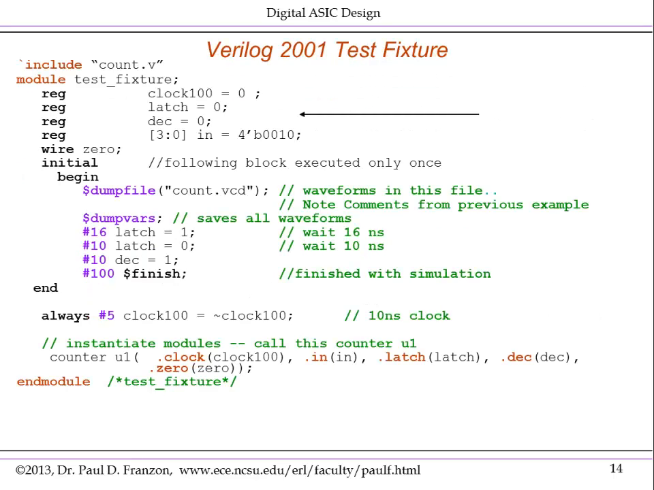This is the same test fixture in the Verilog 2001 format. There's only one change here, and that is, in the Verilog 2001 format, you can initialize variables when they're declared. So here we have reg clock equals 0, reg latch equals 0, reg dec equals 0. This saves us initializing the variables in the initial block, saves us typing, which is most of the features in Verilog 2001 are of that nature, and simplifies and shortens the amount of code.